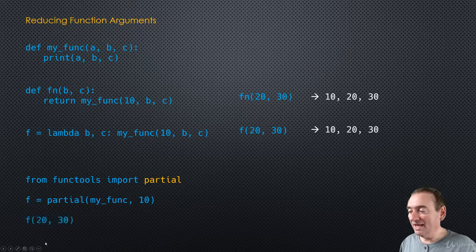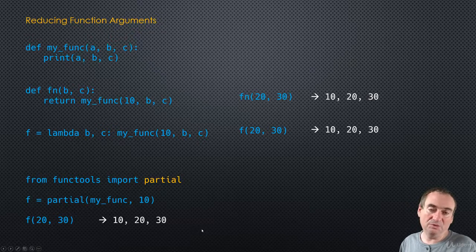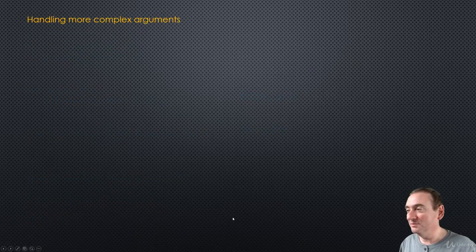So now I can call f with 20 and 30. So now 20 and 30 will get passed as the second and third positional arguments, seeing that 10 over here is the first one. And it's going to call myfunc, therefore, with 10, 20, and 30. And so our output is 10, 20, 30. Same as before. So the syntax is maybe just a little simpler, a little clearer here. You don't have the lambda or a def coming in between. It's maybe more straightforward. Now you can handle more complex arguments.